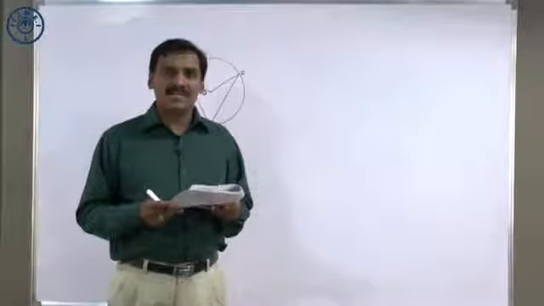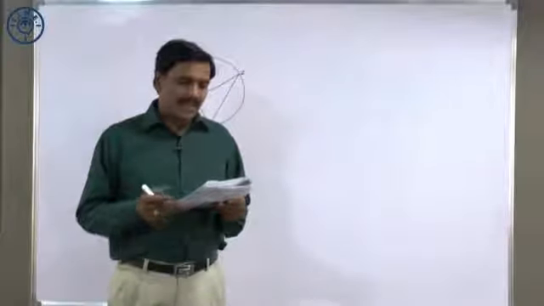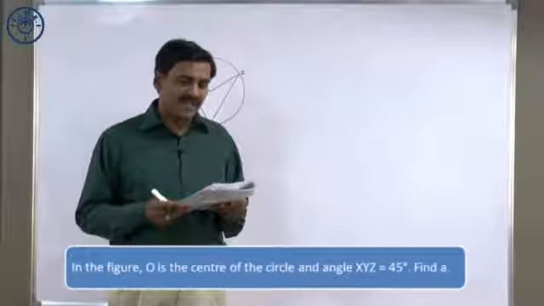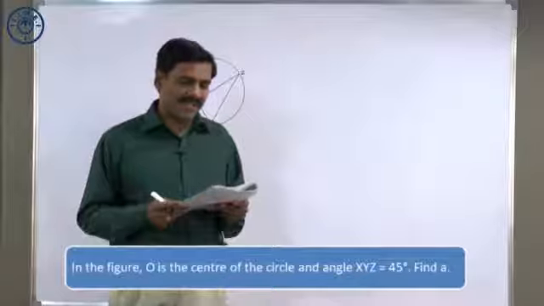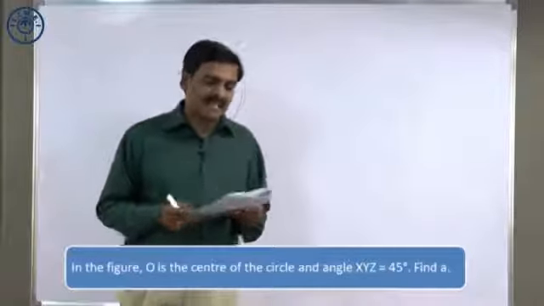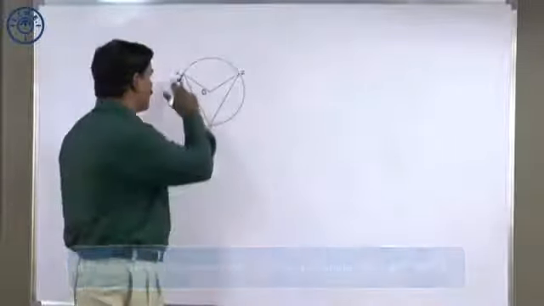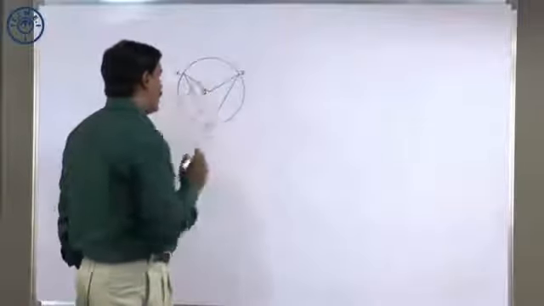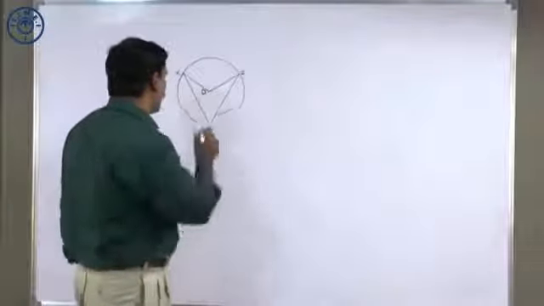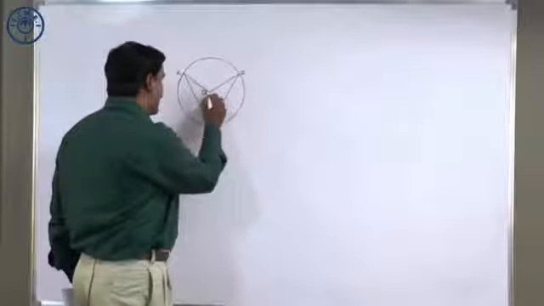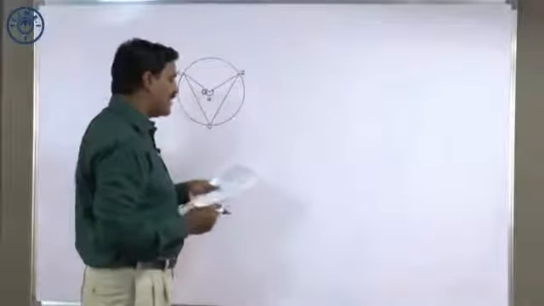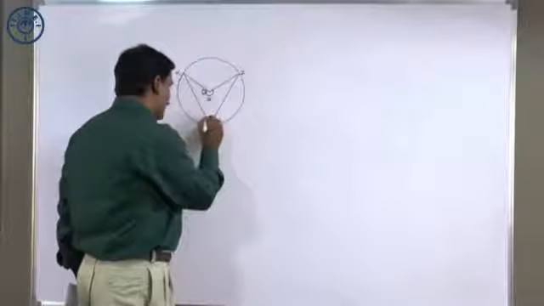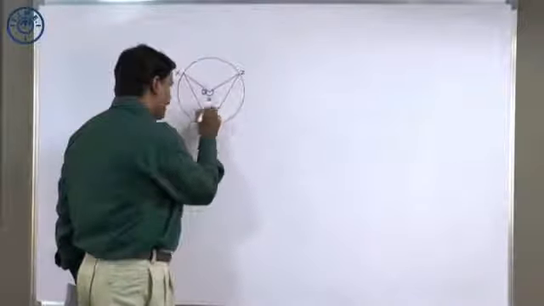Let us look at one more small example on circles. The problem says in the given figure, O is the center of the circle and angle XYZ is 45 degrees. How much is angle A is the question. So if you are observing, X, Y and Z are the points on the circle. O is the center of the circle and we have angle A here, right? As per the information we have, XYZ is mentioned as 45 degrees.